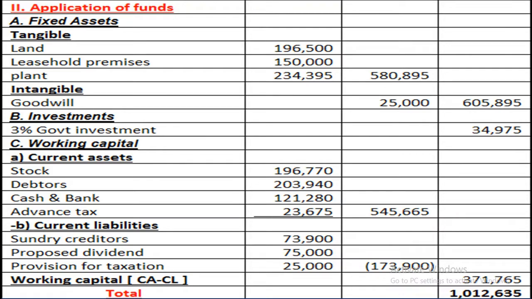Now we come to the last heading, that is C, working capital. As I already told you, working capital is nothing but current assets minus current liabilities. So under current assets, as we had marked in the question, we have four items of current assets. So we will record them below the heading current assets. Those items are stock, debtors, cash and bank, and advance tax. We will record the amounts in first column and we will put the total in second column.